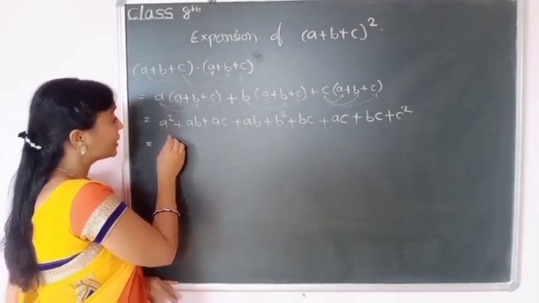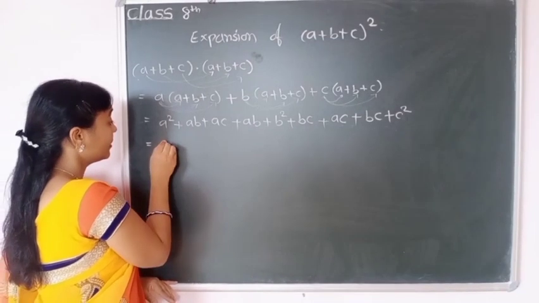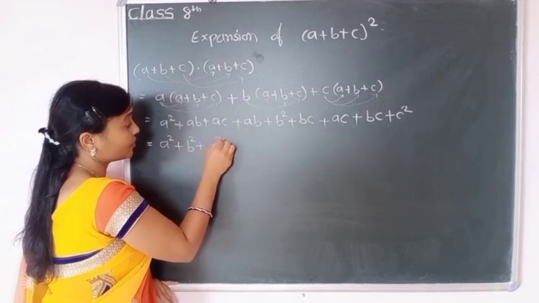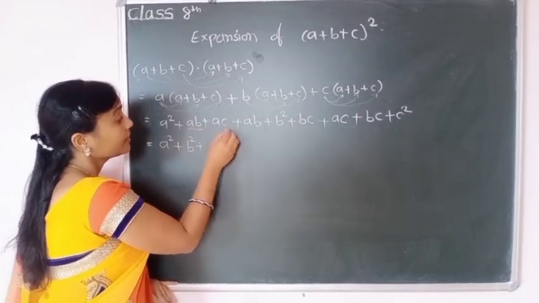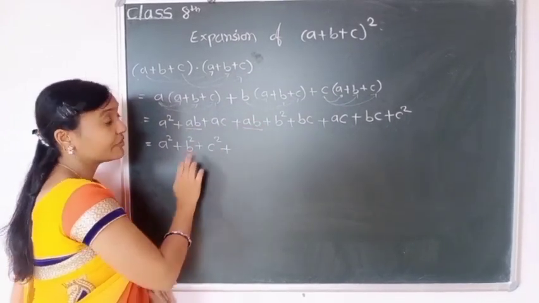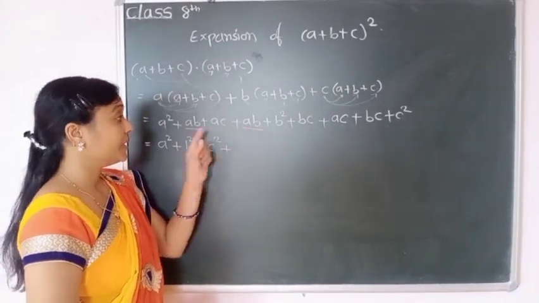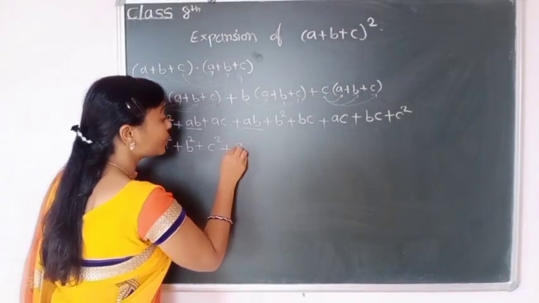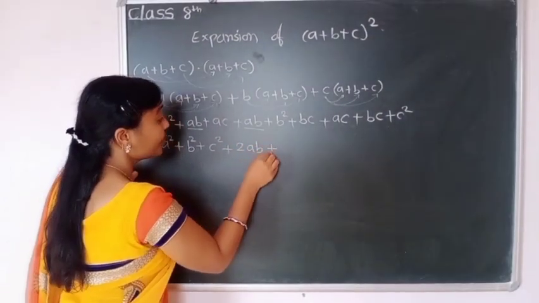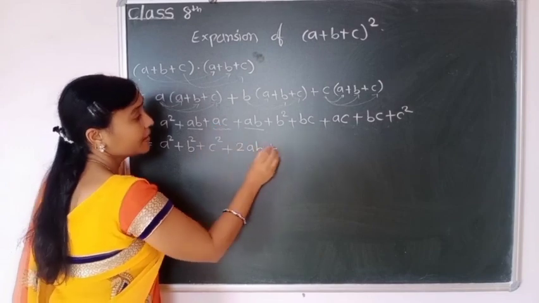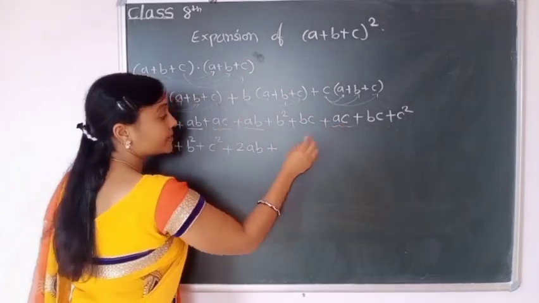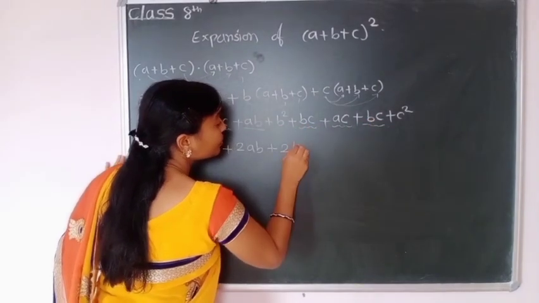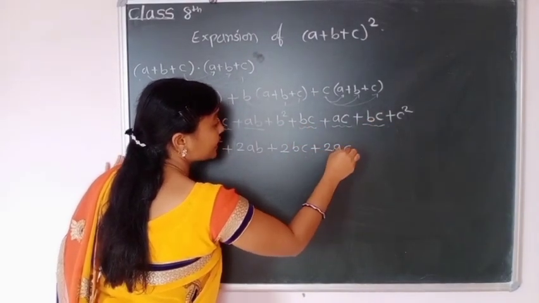Then you collect all the squares: a square plus b square plus c square. Plus, here we have the two same variables ab and ab. Here the coefficients are 1 and 1, which makes 2, so we write 2ab. Plus ac, again ac plus ac is 2ac, and bc plus bc is 2bc.